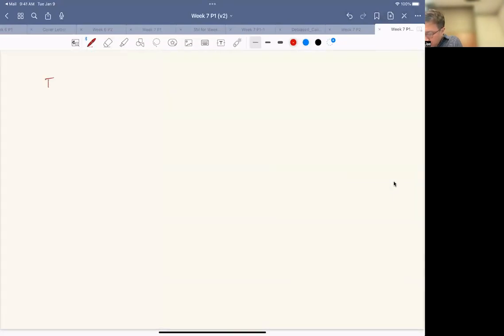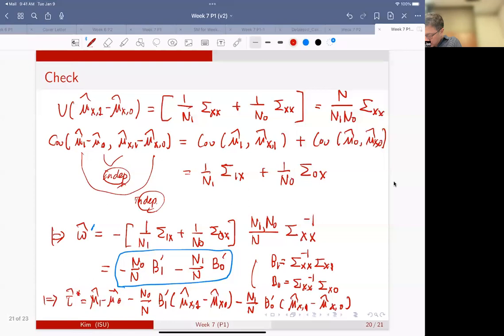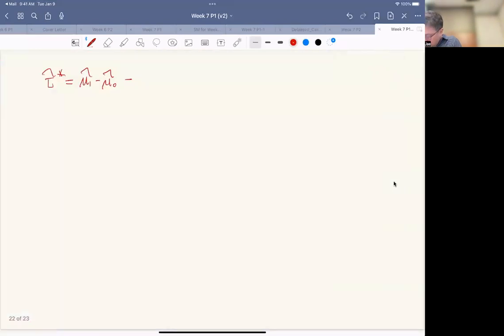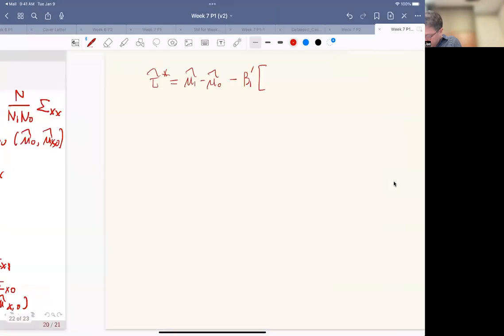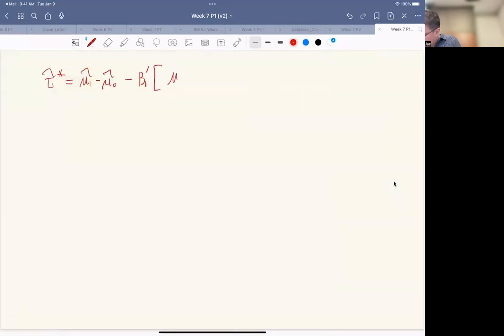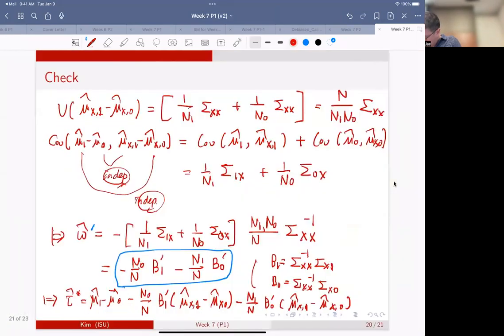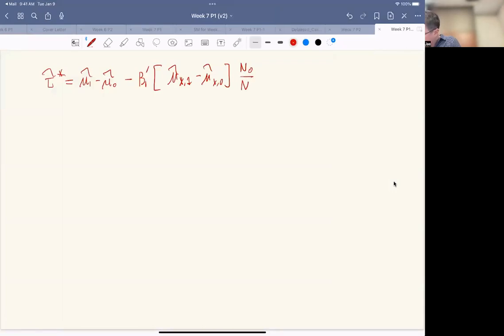So let me write it again. Tau hat star is mu1 hat minus mu0 hat minus b1 prime times mu hat 1 x1 minus mu hat x0, and n0 minus n1 over n, minus b0 prime times x1 minus mu hat x0, n1 over n. Okay.